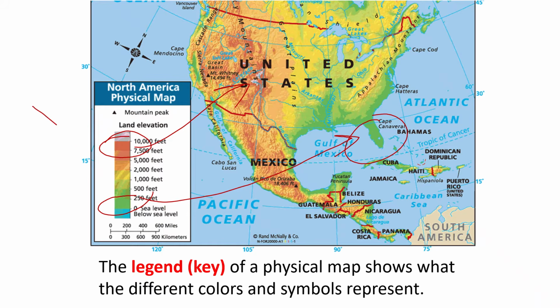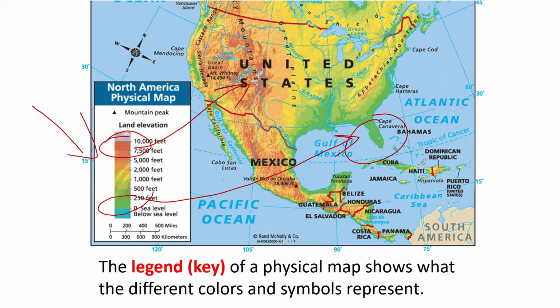Well, you have to have this. Otherwise, there's no way to get any data from the map. All you see is a bunch of colors. You see general trends, but the legend or the key can actually give you some actual hard numbers that are associated with the different elevations.